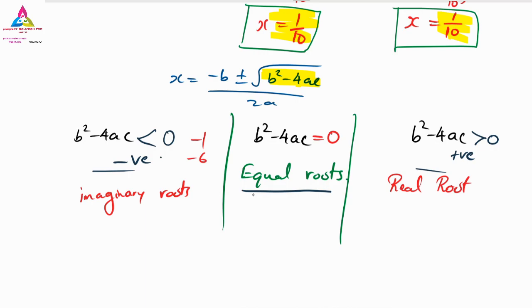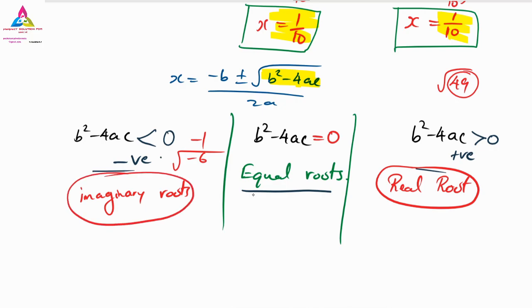For example, the square root of 49. That time you got b square minus 4ac value as 49. Was that positive or negative? Positive. So it is called the real root. If it is a positive value, it is a real root. If it is a negative value, like root of minus 11 or minus 6, that is called the imaginary root. We will learn that in detail in the next class.